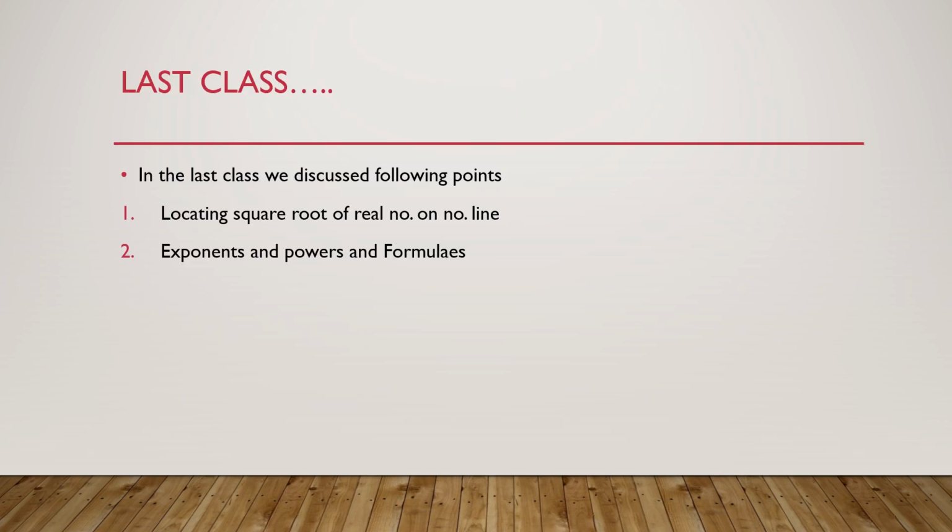In the last class, we discussed how to locate square root of real numbers on the number line. It was a little bit different from the first method that we have learned. Because in the first method we used the Pythagoras theorem directly, but in the second method of real number location, we used it indirectly. Then we studied exponents and powers and their formulas. This we have already done in the last class also.